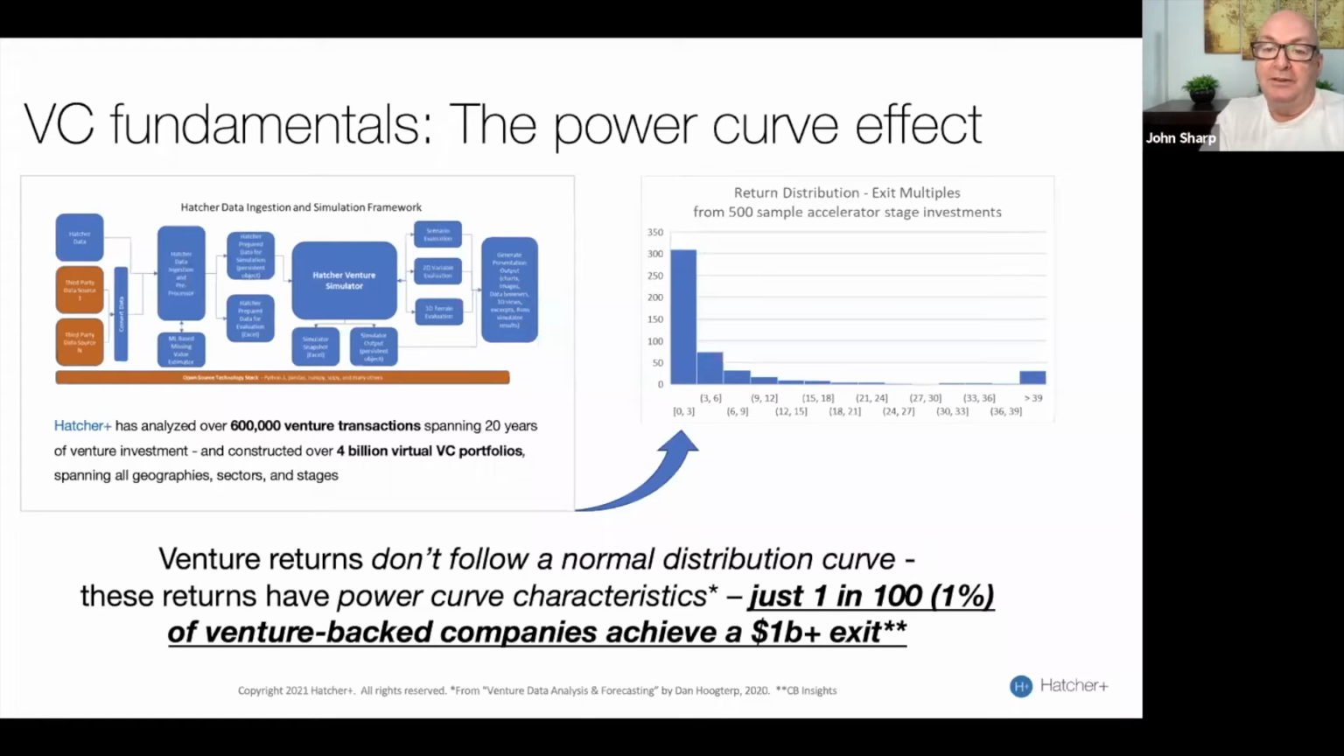But what we're talking about here is a situation where maybe just 1 in 100 of the companies in your portfolio is going to end up being a unicorn. So think about that for a second. If you have 1,000 companies in a portfolio, 10 of those are going to end up being unicorns.